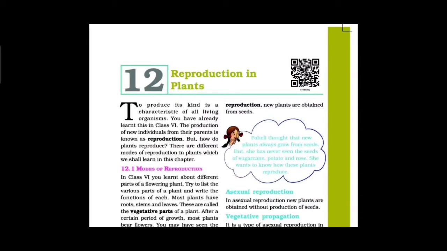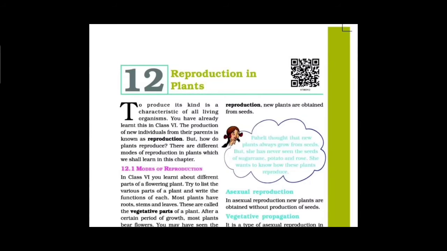First, we list the various parts of a plant. What are the parts? Roots, stem and leaves are the parts of plants, right? These all together are called the vegetative parts of plants. After a certain period of growth, what happens? The plants bear flowers.